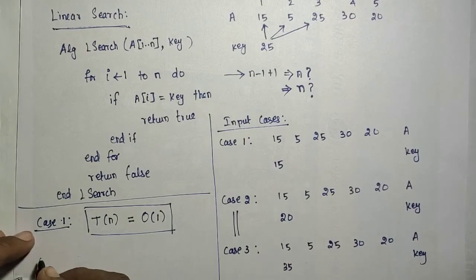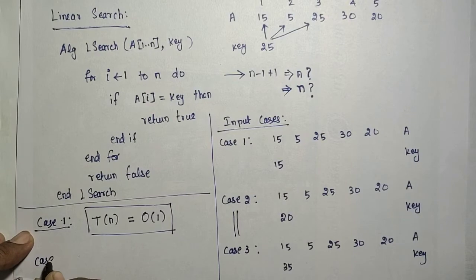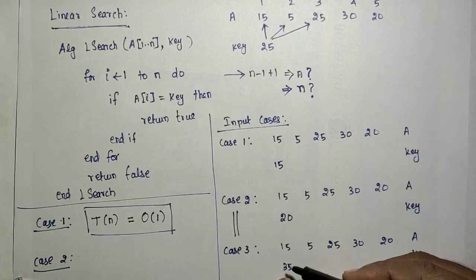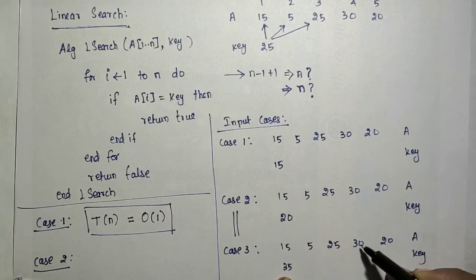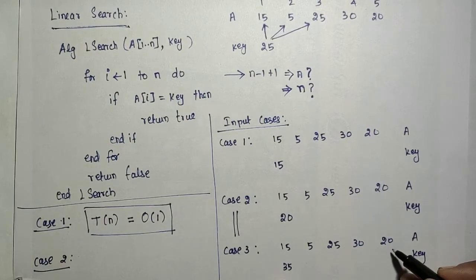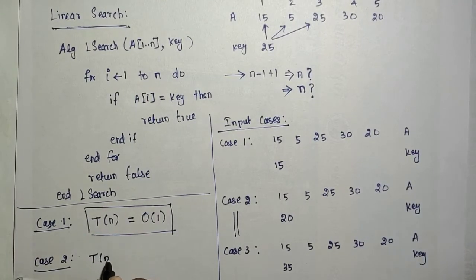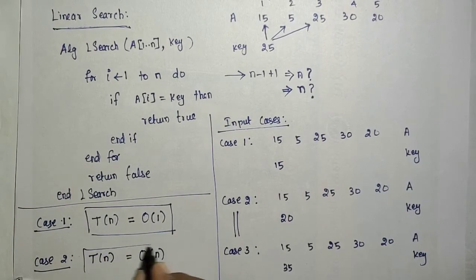Here, case 2. If you are considering the element is not at all present in the list, how many comparisons? 1, 2, 3, 4 and what? 5. 5 comparisons. Which is equivalent to what? The number of elements in the list. That is n. So in that case, T of n is equivalent to O of what? N. How can we find it?